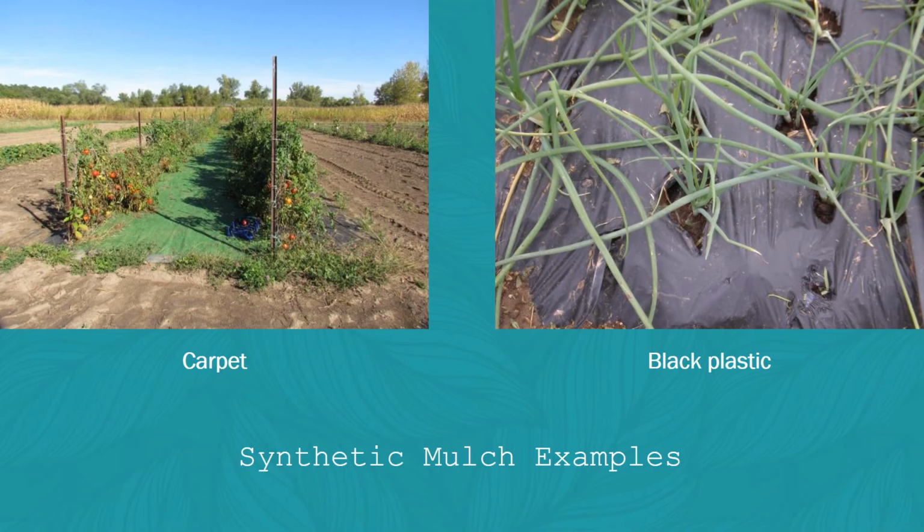Mulch can be made of organic or synthetic materials. Synthetic mulches include landscape fabrics, plastics, recycled rubber, and many more. Gardeners have been known to get creative. Mulch materials are sometimes categorized as being woven or non-woven, which is often spun-bonded. Each has advantages and disadvantages.